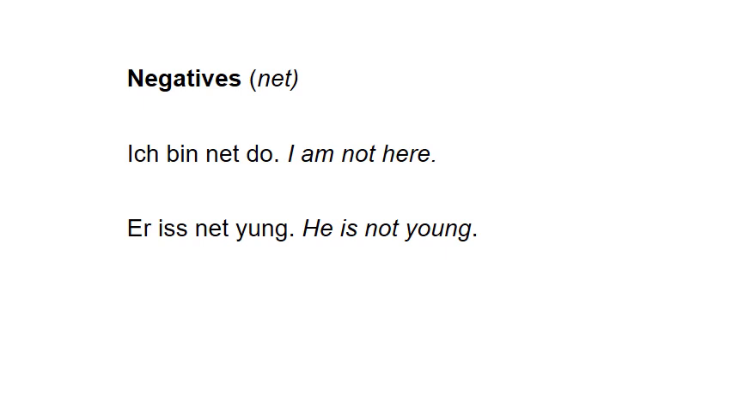This is true also for negatives when we're trying to say something is not the case. So in English, we say, I am not here. And in Deitsch, the word for not is net. So I am not here in Deitsch would be, ich bin net do. To say he is not young, you would say, er ist net jung. He is not young. So our sentence structure in our straightforward sentences is very similar to English and really identical to English.